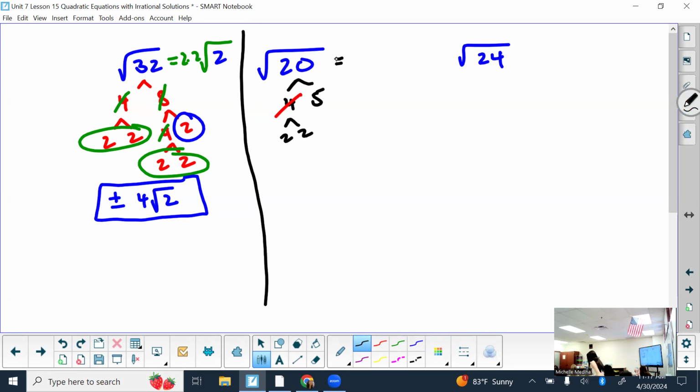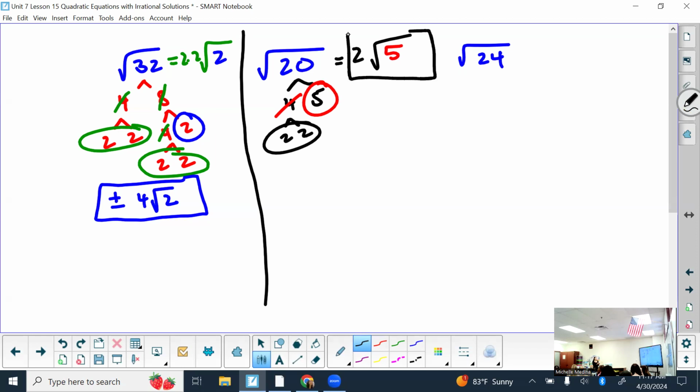And envision the little jail cell. For this one, what number needs to go on the outside? I have 1 pair of 2s, so I write it once per pair. And your leftover prime numbers go under the radical. So this one is the same as 2 radical 5. Because we are simplifying, in your answers you will not see square root of 20, like with multiple choice. You'll see 2 radical 5.